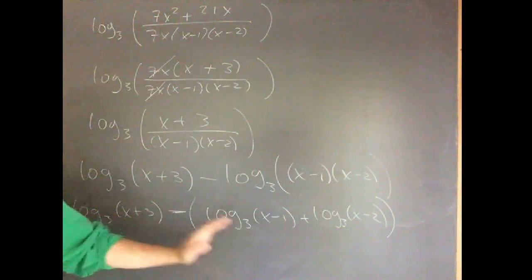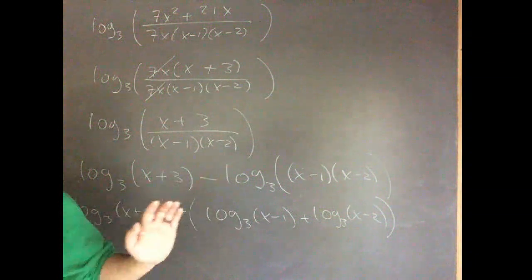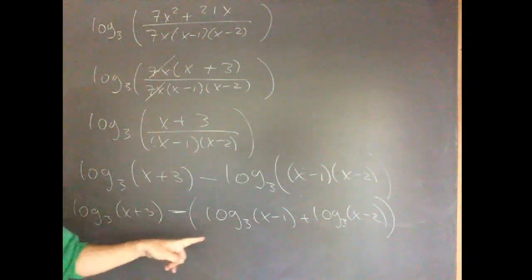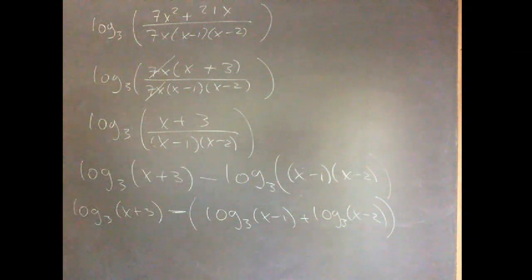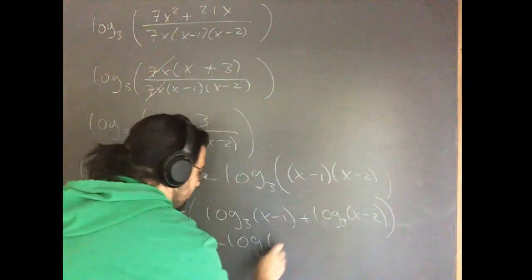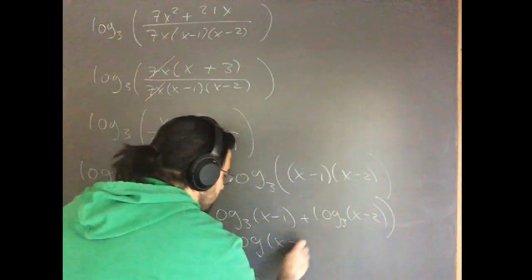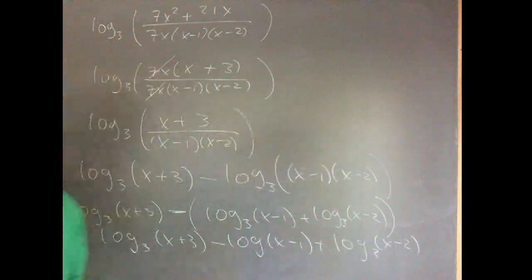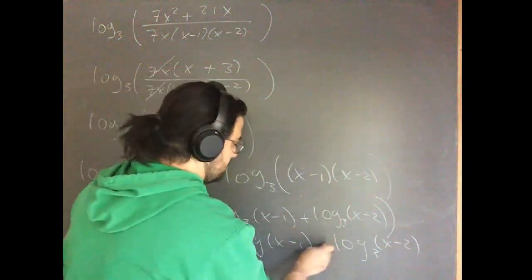I mean, this would be fine right here. This would be completely expanded. We can't expand any more logarithms out. There's 3 logarithms here. But let me go ahead and distribute this negative sign and point something out to you that maybe you're noticing. This is log of x plus 3 minus log of x minus 1 minus log of x minus 2. And again, that's all base 3. I'm sorry, I was distributing the negative sign, so this one should have been minus.